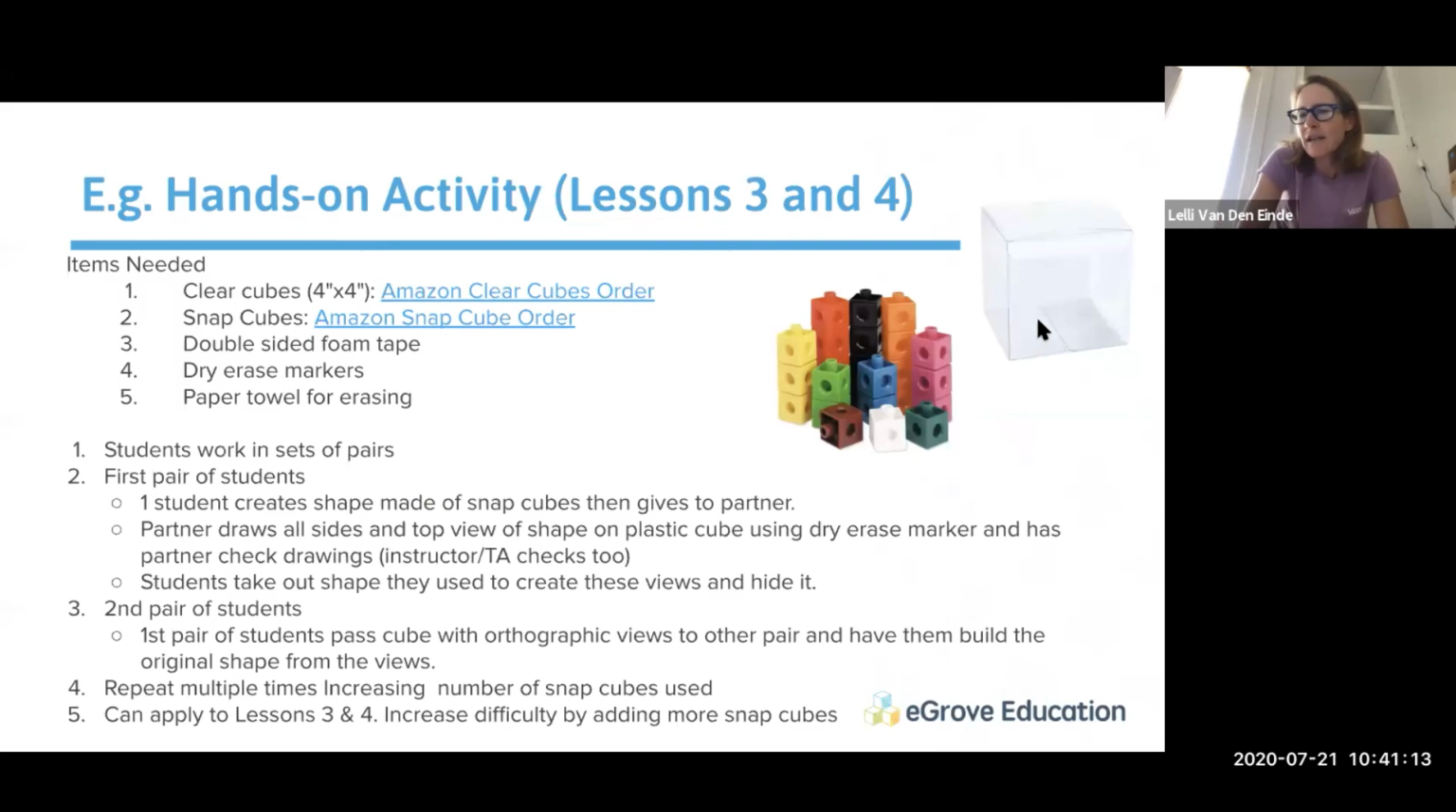And then when they're done and they think they've done it correctly, they take the shape out, and then they pass their box to another student. And that student looks at all the different views and tries to recreate the shape that they had built beforehand. And you can increase the number of cubes. You could say, hey, students, use 5 blocks, make it more complex, use 7 blocks. But it's a really interactive, great way for them to go from isometric to orthographic and vice versa. So this is one of my favorite hands-on activities, but it's just an example of the types that we do.